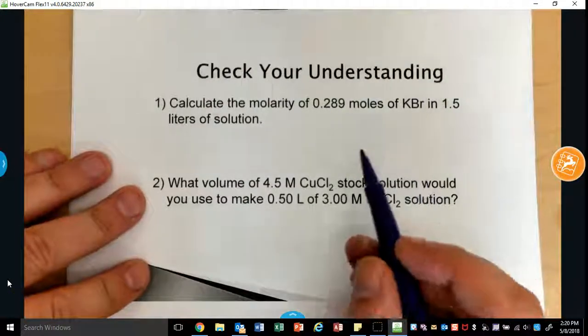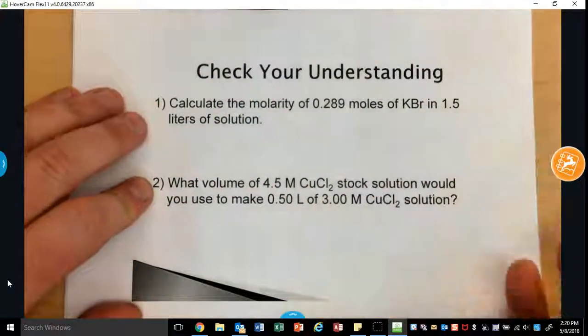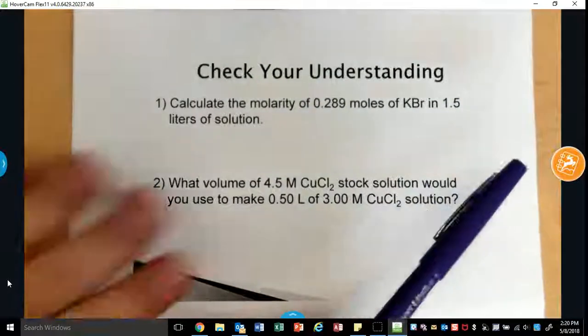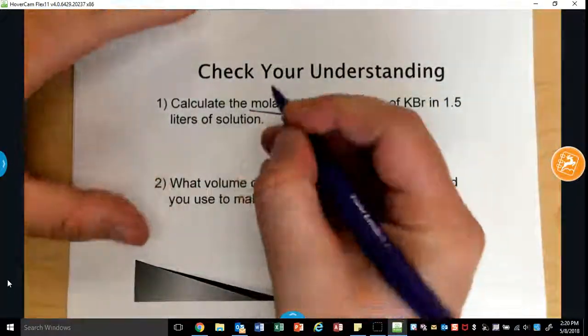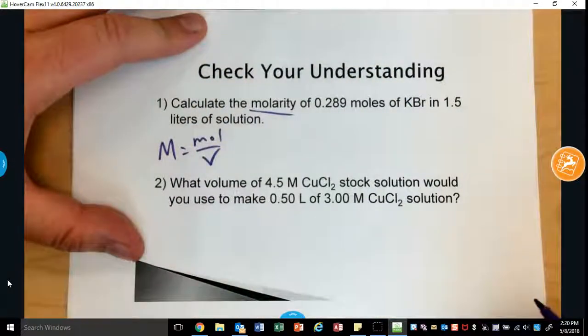Okay, so hopefully you've paused your video. It says, calculate the molarity of 0.289 moles of KBr in 1.5 liters of solution. So it's asking us for molarity, so we need capital M equals moles over volume.